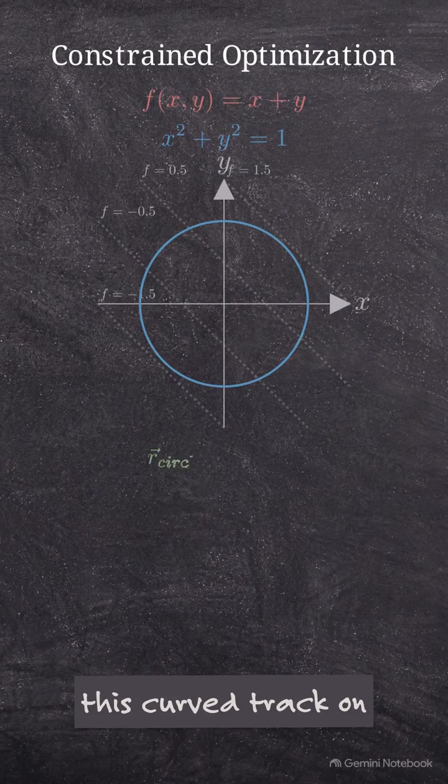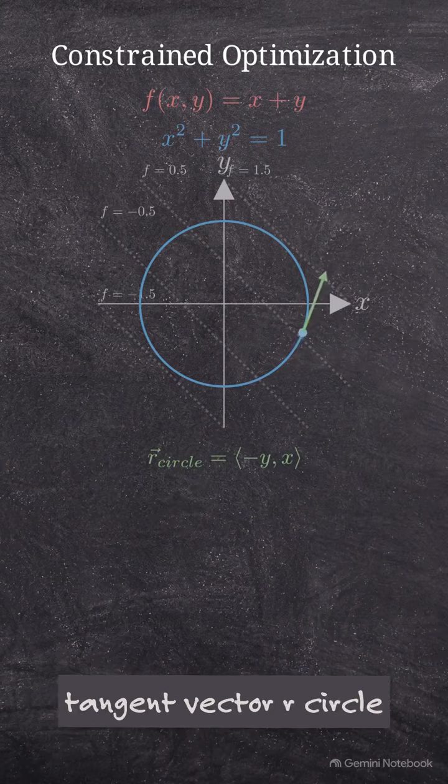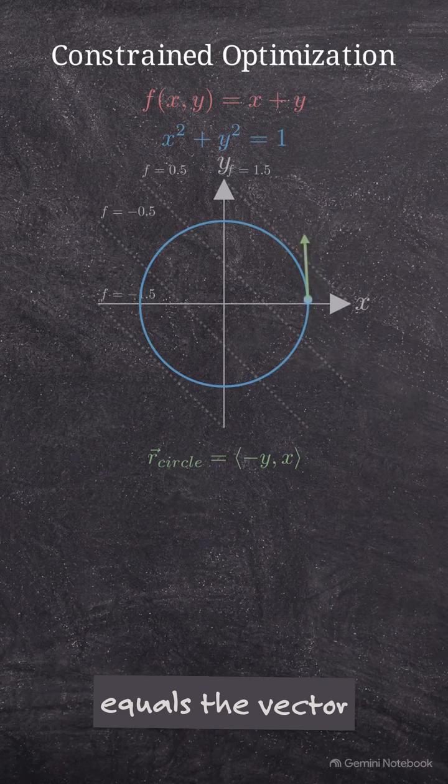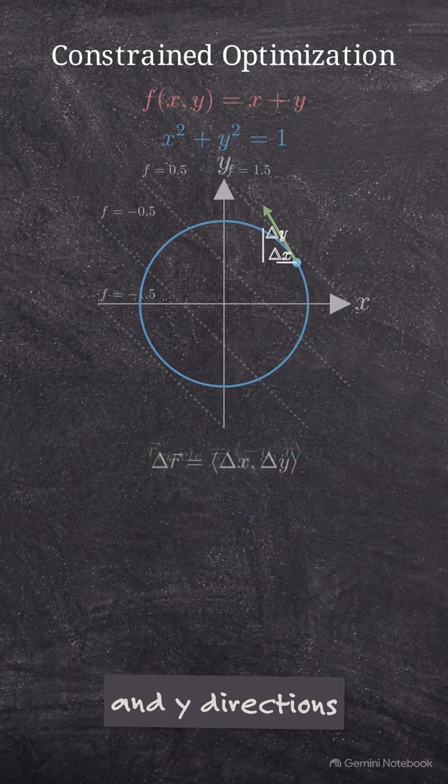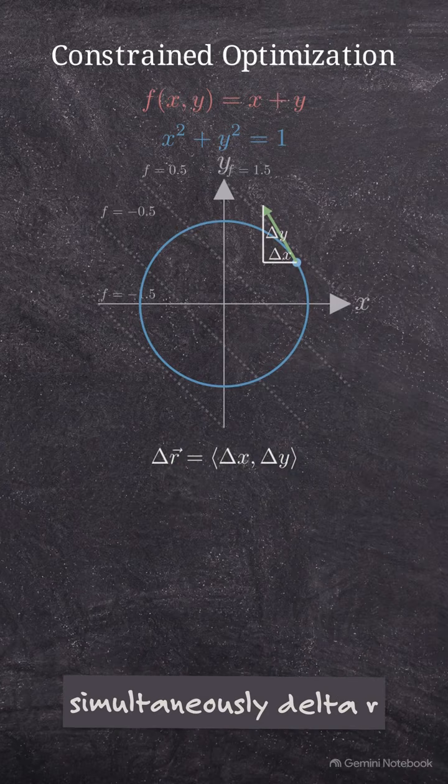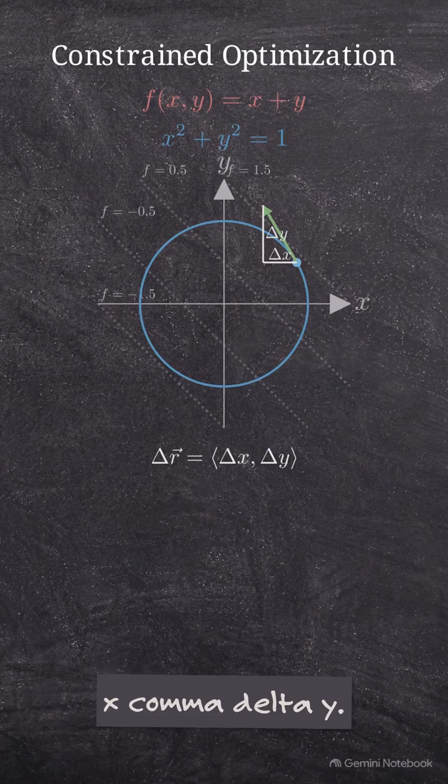When you walk along this curved track on the circle in the direction of its tangent vector, r circle equals the vector negative y comma x, your step diagonally moves you in the x and y directions simultaneously. Delta r equals the vector delta x comma delta y.